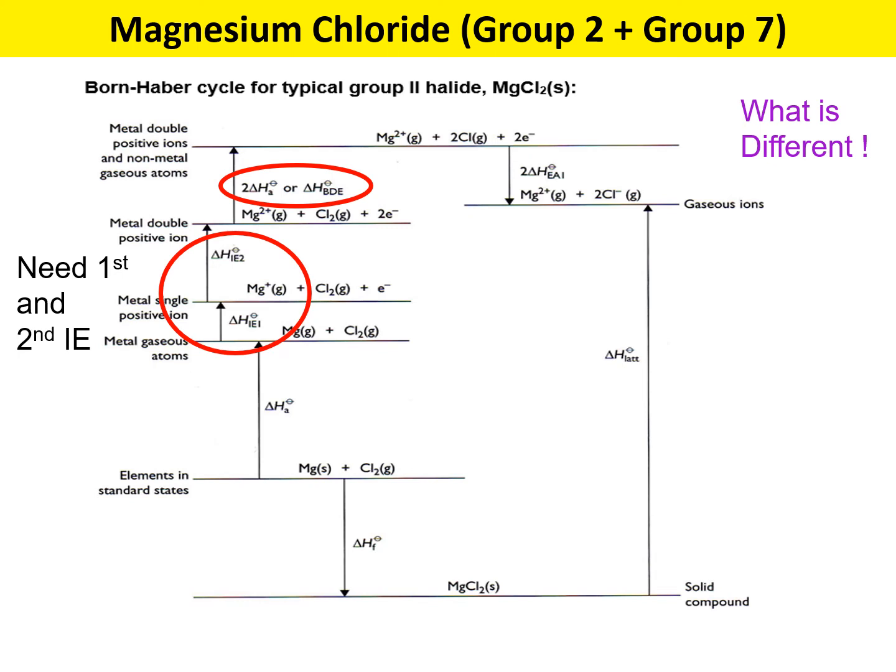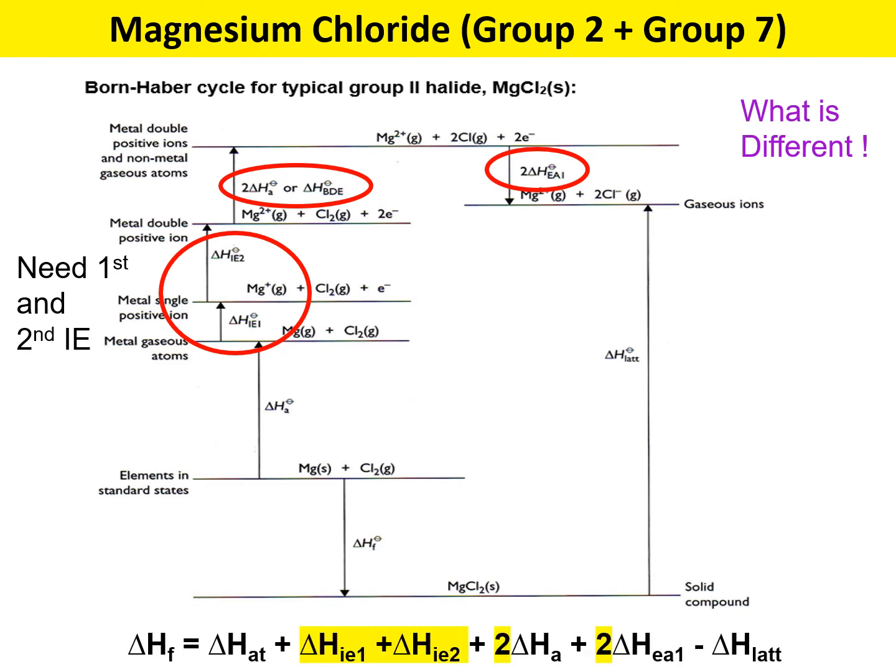Because you have 2 chlorine atoms that need to form ions, you will need to multiply the electron affinity for chlorine by 2. This means our equation will be slightly different, as we will have the first and second ionization energy of magnesium, and we will need to use 2 atomization energies of chlorine or the bond dissociation enthalpy of the chlorine molecule, and we will need to add 2 electron affinities of chlorine.